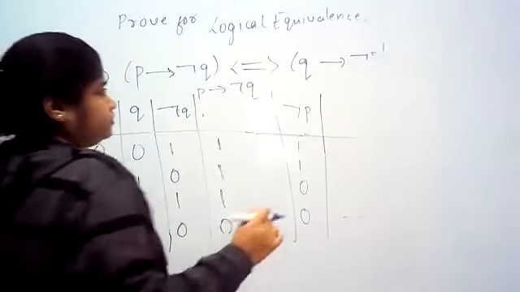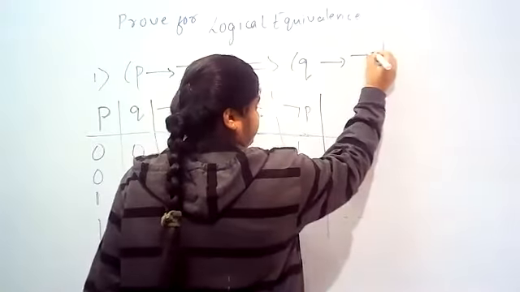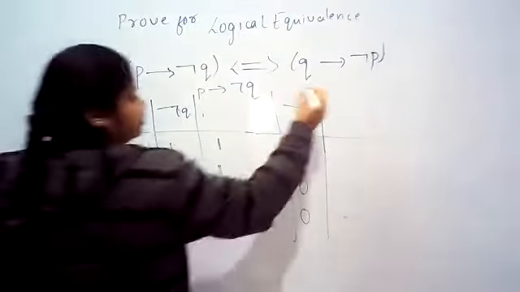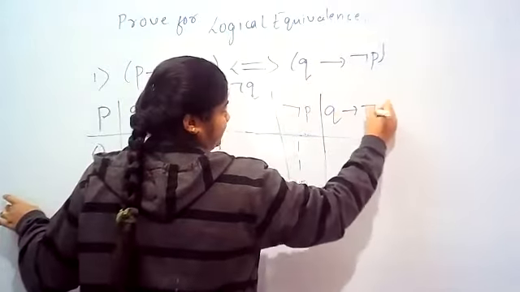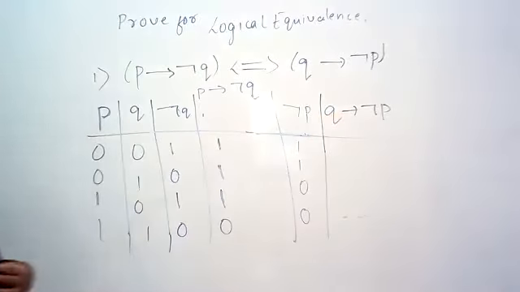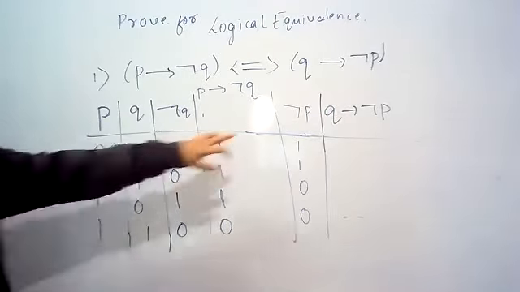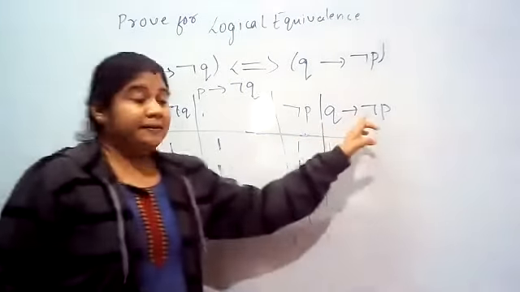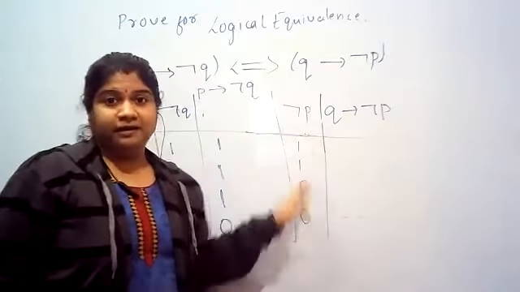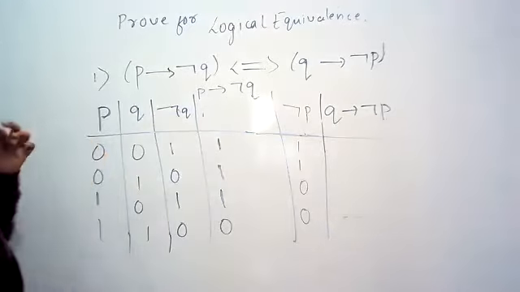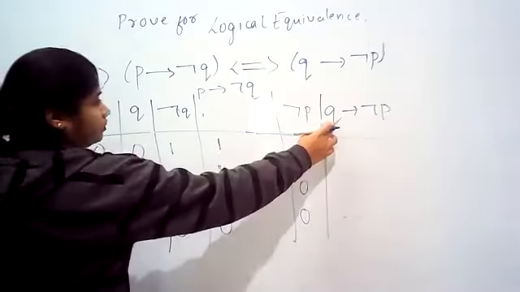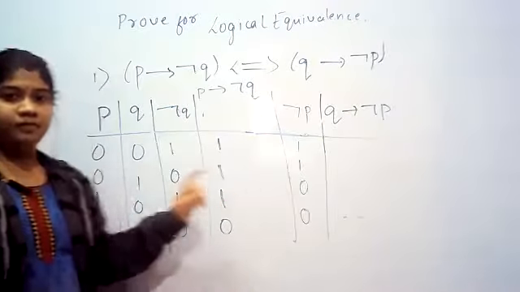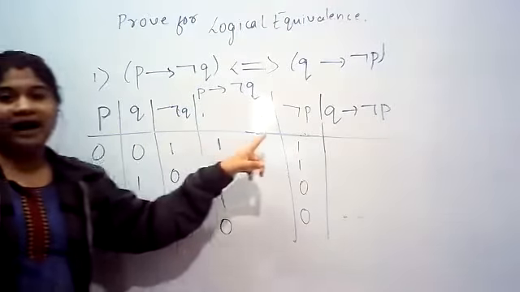Okay, this is negation P. So Q condition of negation P. Where is Q? Q is in the second column. Negation P, where is negation P? Negation P is in this column. Okay. So first, Q is what? Second column. Concentrate. Negation P is what? This column. Fine.